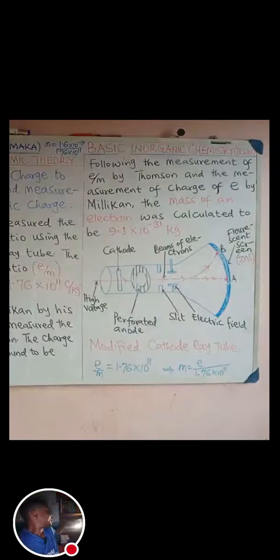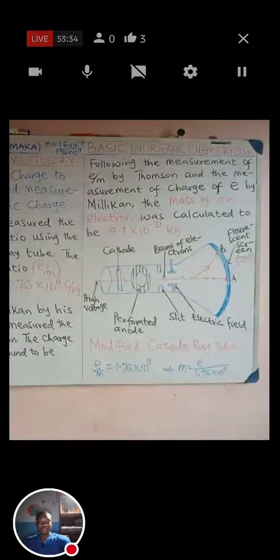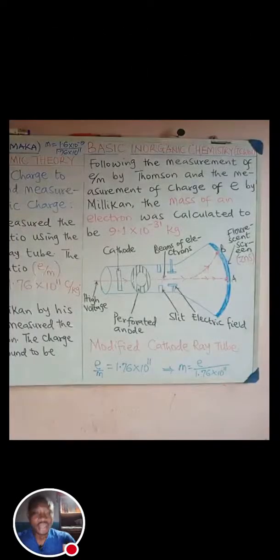The function of the slit is to keep the electrons along their straight path. And then you have the zinc sulfide screen. What that screen does is to help us delineate. To delineate means to help you see something easily.